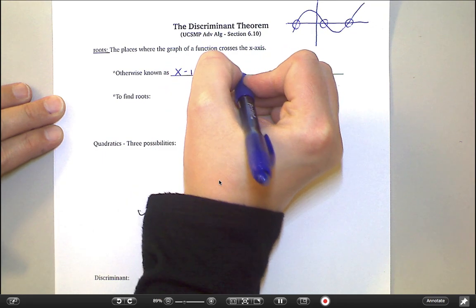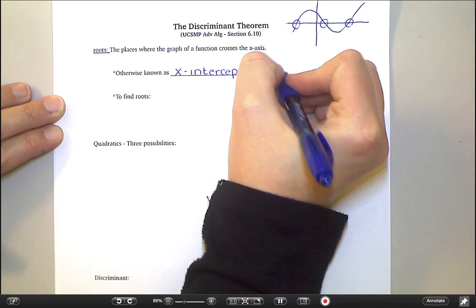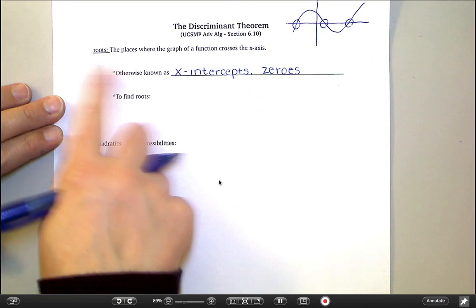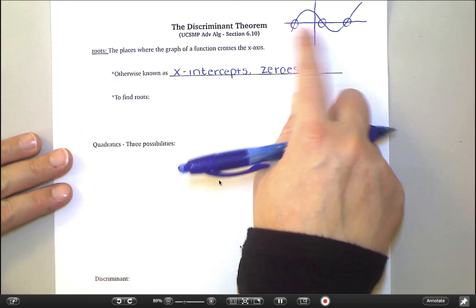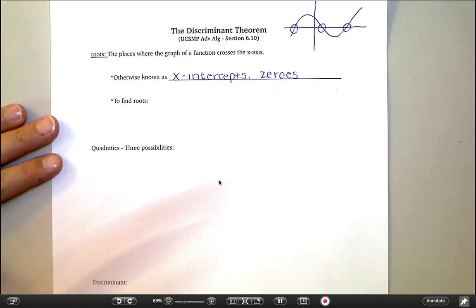And we also sometimes call them zeros. So I just want you to know that all of those words refer to the same thing. Zeros, x-intercepts, roots. They're all talking about these spots here. They're that important that they get 3 different words.